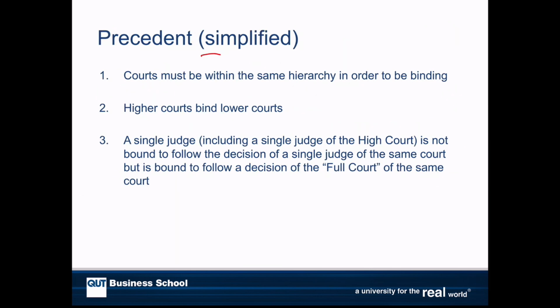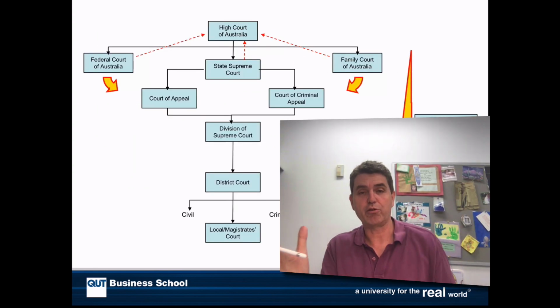So let's simplify what the doctrine of precedent says. Courts must be within the same hierarchy to be binding. Higher courts bind lower courts. A single judge is not bound to follow the decision of a single judge of the same court, but is bound to follow a decision of the full court of the same court, because it's higher up in the hierarchy. So that is really the essence of the doctrine of precedent.